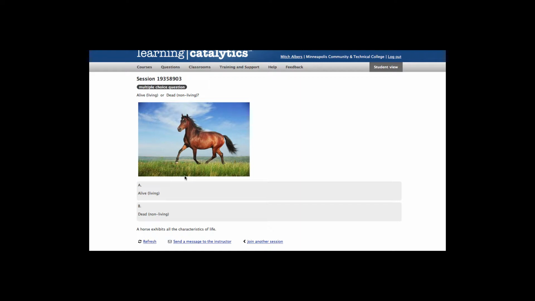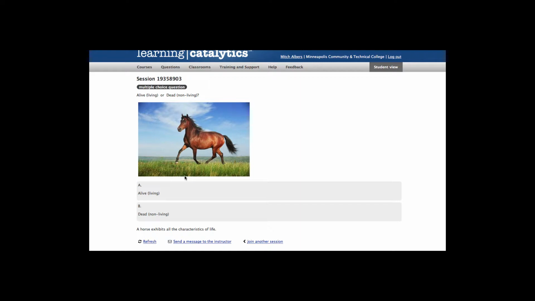Horses have exhibited change over time. They've undergone their own evolution. They have an evolutionary past. All living things evolve in nature. That's a characteristic of life. Okay?